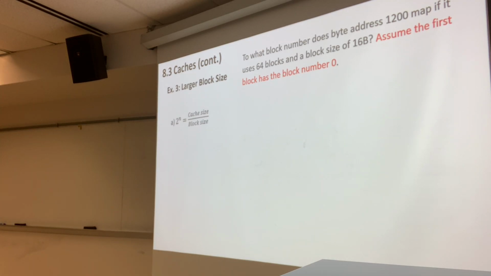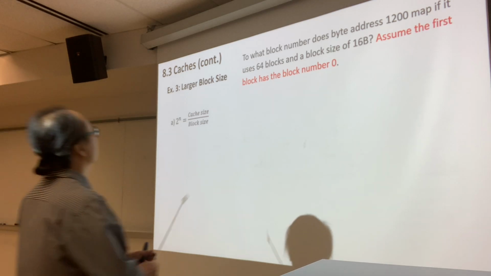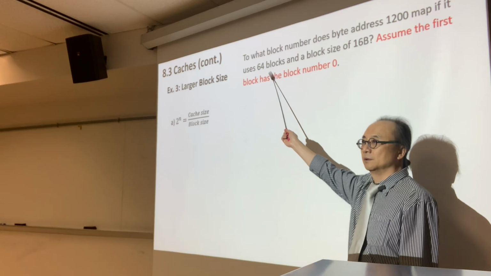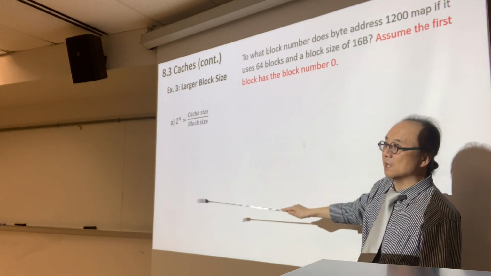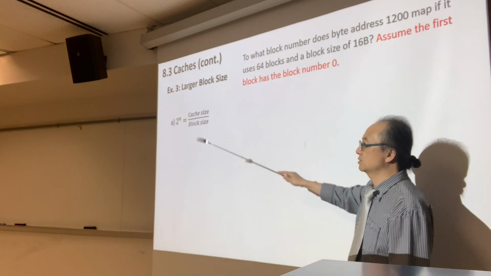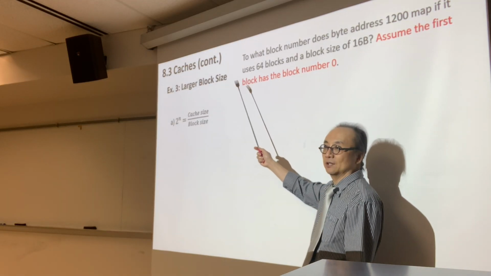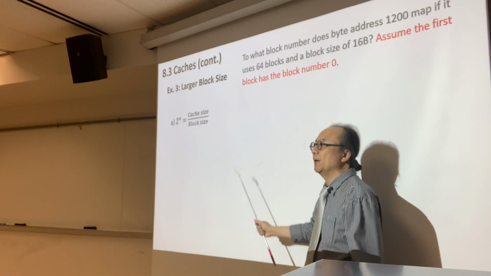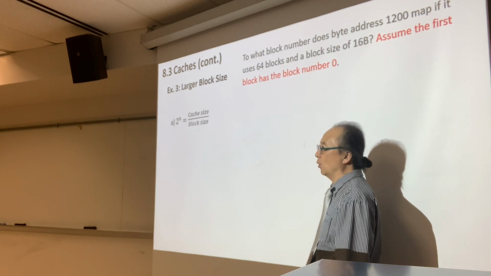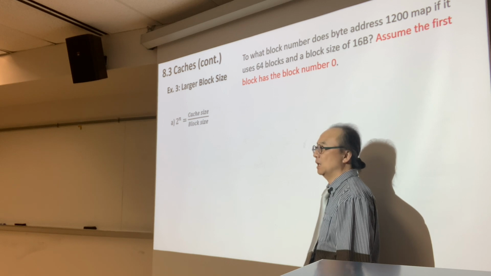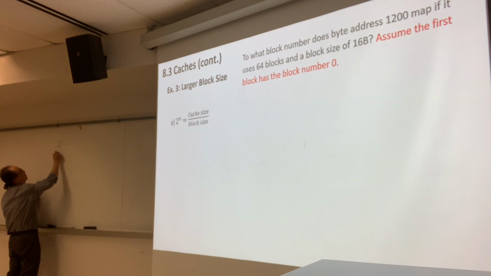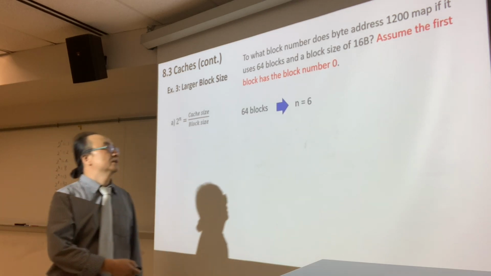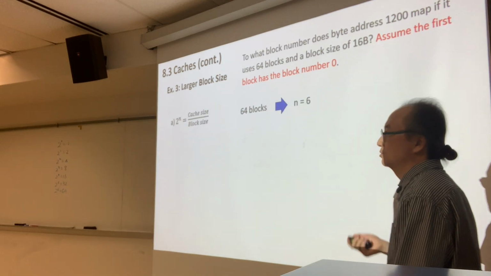Yes, the total number of blocks is given. We have 64 blocks in the cache. We want to name those 64 blocks using binary numbers. How many bits do we need to name all those 64 blocks? 1, 2, 4, 8, 16... Yeah, I was going to say, we have 64 blocks, so n equals 6 now.